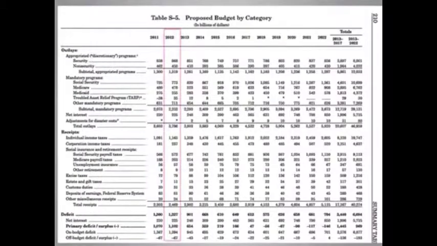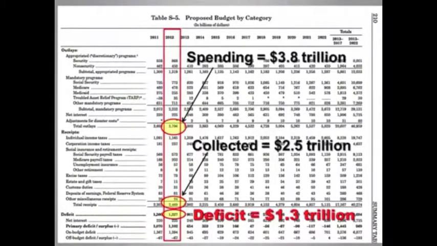You can go to table S-5 and look at the proposed budget by category and look at 2012's budget. Adding up the totals, you see that you've spent $3.8 trillion, but only collected $2.5 trillion, leaving a deficit of $1.3 trillion.